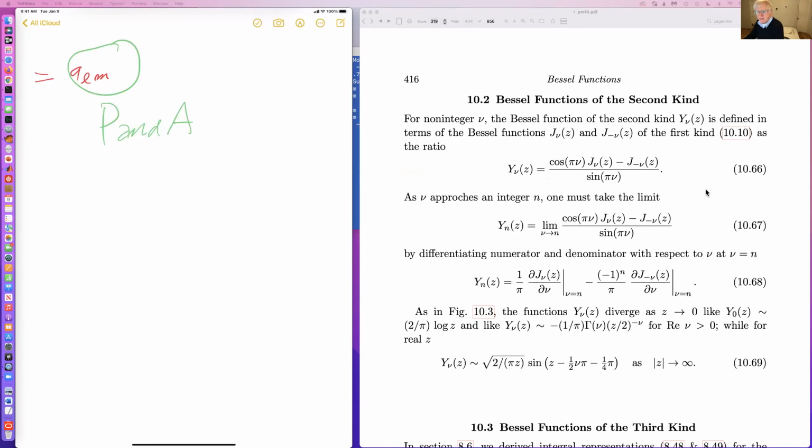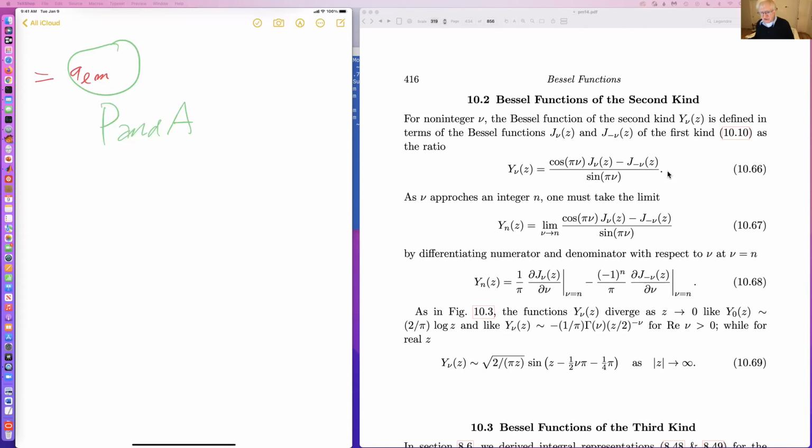Let me say now a couple of things about Bessel functions of the second kind. Basically, you can define them in terms of J nu and J minus nu, and you form this combination. Now, when nu is not an integer, this is a ratio that's well defined for complex nu, or for non-integer nu.